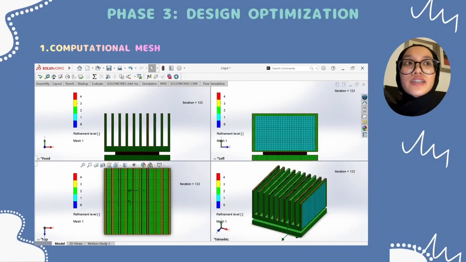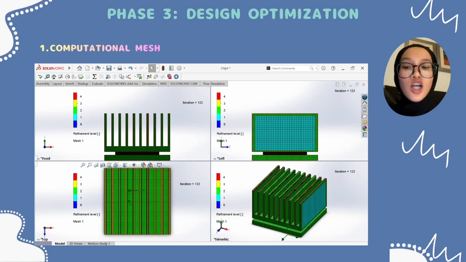So let's move on to the design optimization, phase 3. This project transitions into complex problem solving by conducting a parametric study to optimize the heat sink performance. Our group has chosen to manipulate the number of fins and type of fin as the independent variables to analyze their impact on the maximum chip temperature and the total mass of the heat sink. Theoretically, increasing the number of fins expands the effective surface area for natural convection.